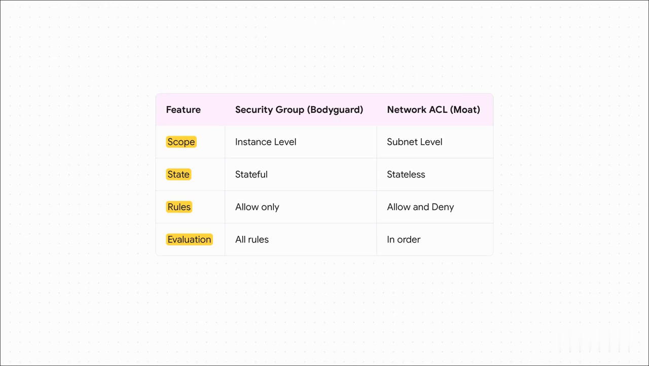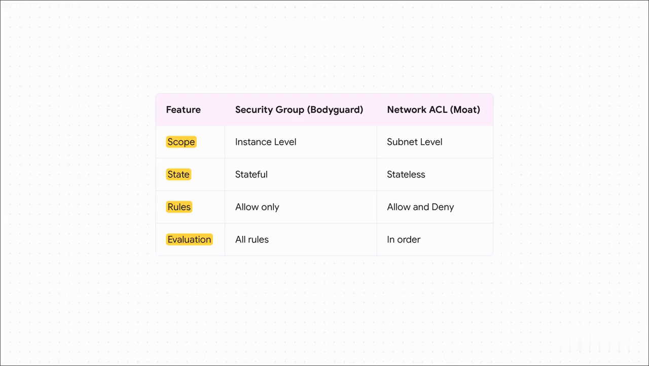So let's put them side by side, because this is where it really clicks. For scope, security groups are tight, right on the instance. NACLs are broad, covering the whole subnet. For state, security groups are stateful. They have a memory. NACLs are stateless, total amnesia.